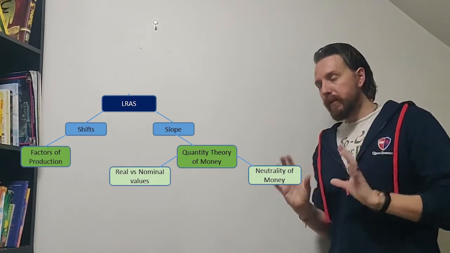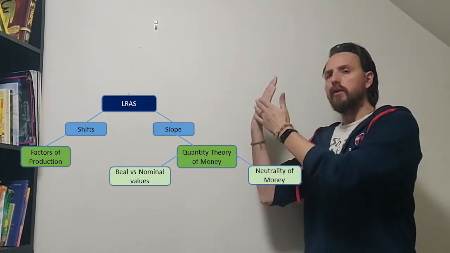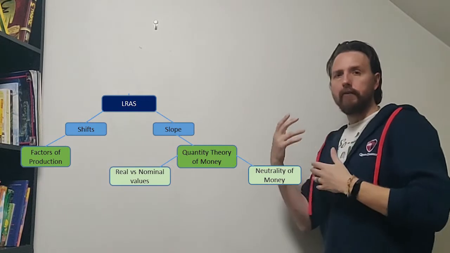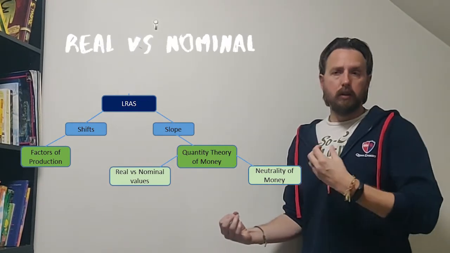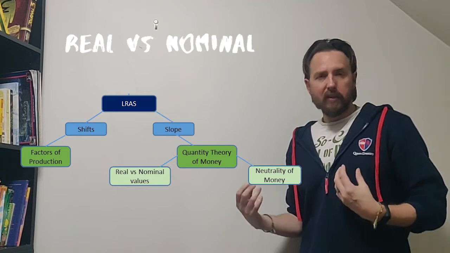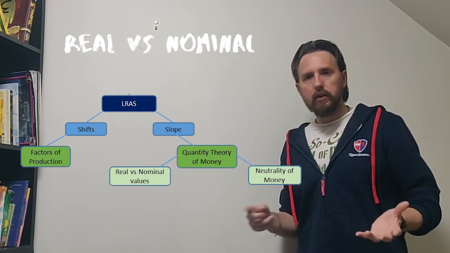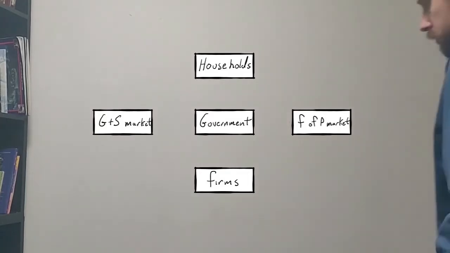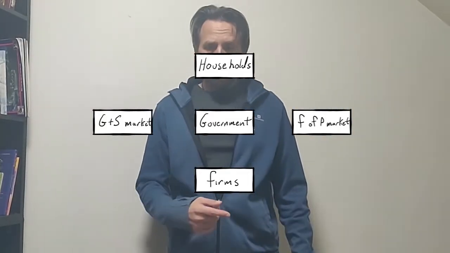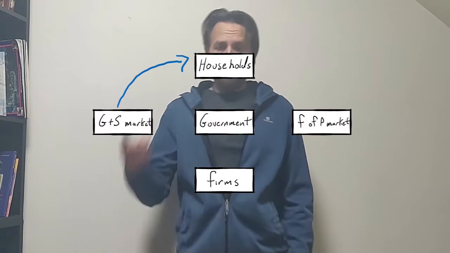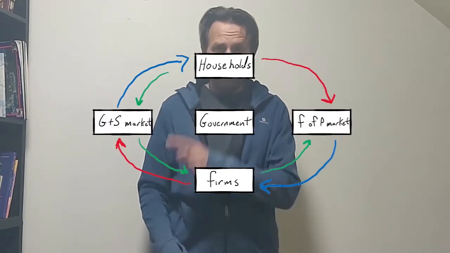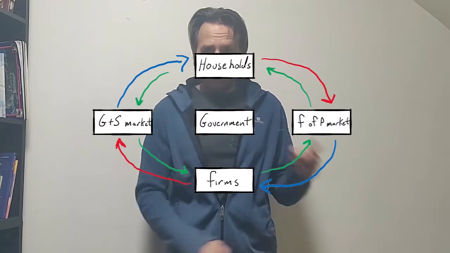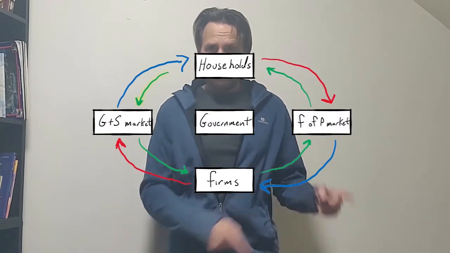And the way they try to prove that is to separate out this part of the graph and this part of the graph, and talk about it in the context of real variables and nominal variables. I think that could be very easily seen on the circular flow. So stuff is going this way, money is going that way, and it keeps spinning and spinning.